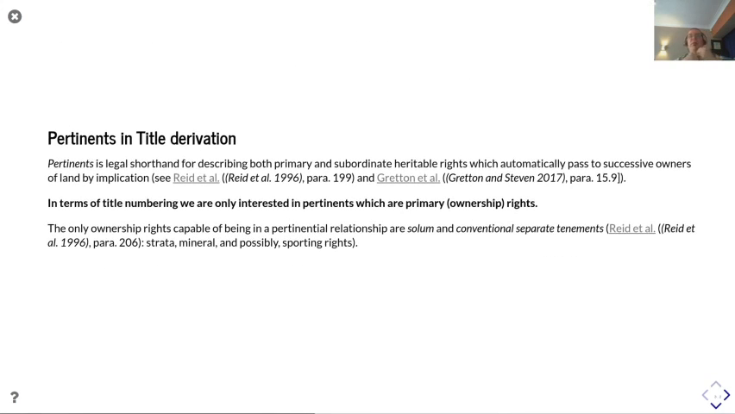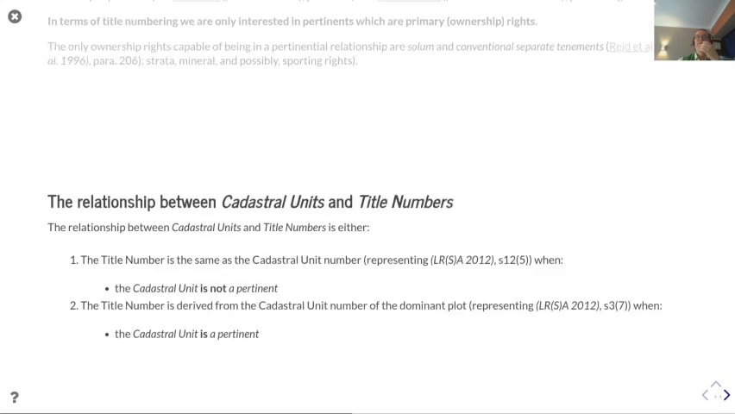So how do we deal with pertinence in title derivation? Pertinence, as we've seen previously, is legal shorthand for describing both primary and subordinate heritable rights, which automatically pass to successive owners by implication. So in terms of title numbering, we're only interested in pertinence which are ownership rights. The only ownership rights capable of being held in a pertinential relationship are solum and conventional separate tenements. And again, this might change by jurisdiction.